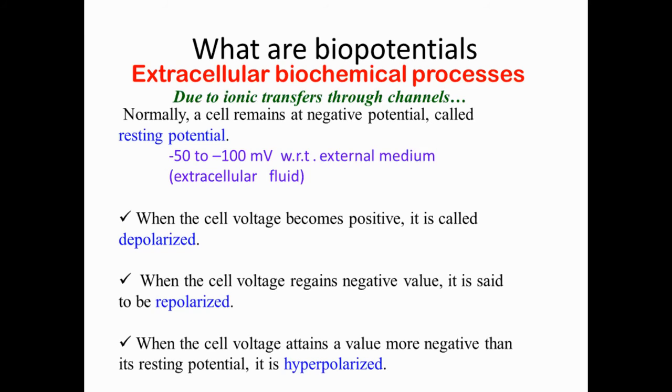Now, when the cell voltage becomes positive due to the ionic transfer, it is called a depolarized cell. Depolarization means the cell voltage becomes positive.